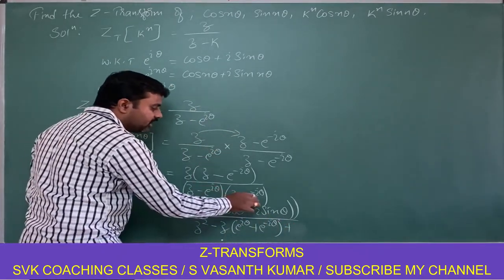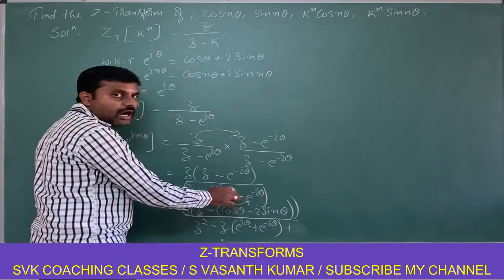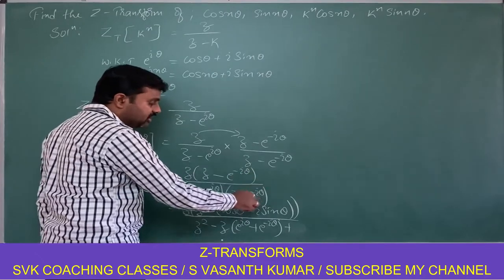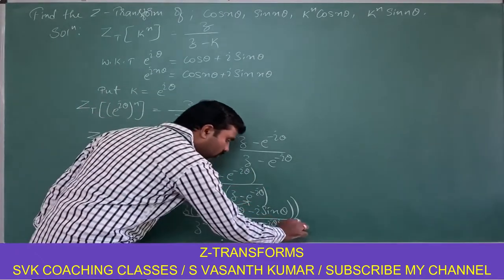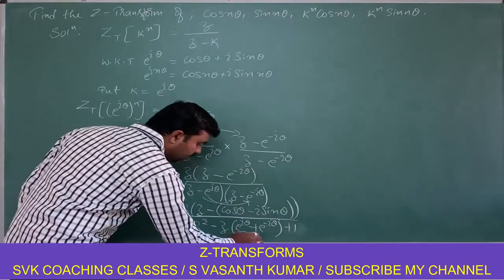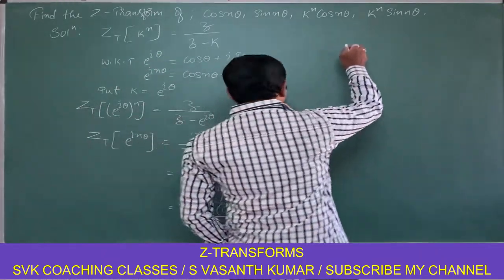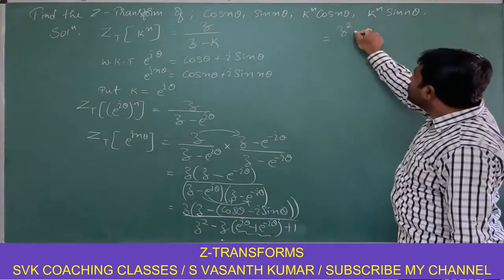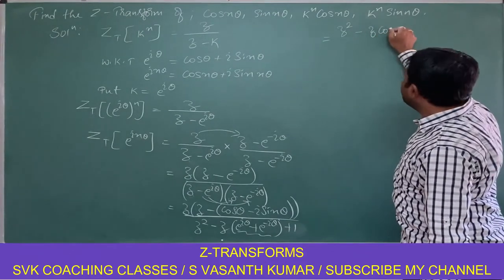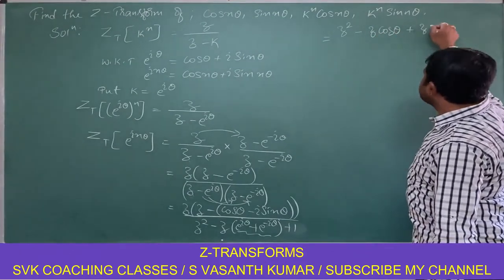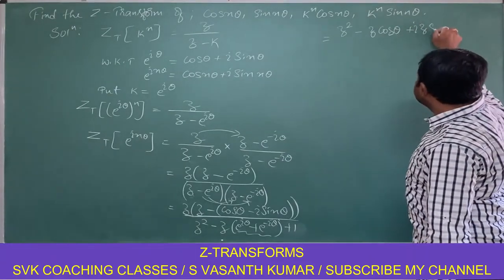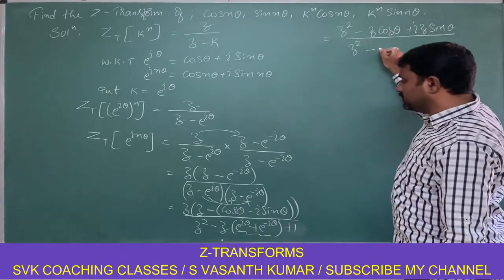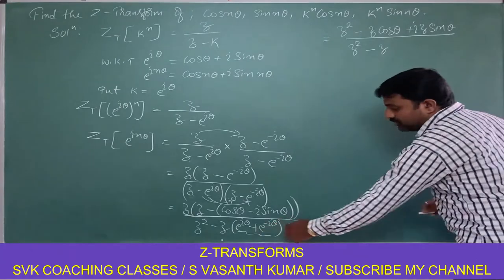Again multiply these two, minus into minus is plus, e power i theta into e power minus i theta. Bases are the same, so add the powers: e power i theta minus i theta. The i theta and minus i theta get cancelled. Therefore, e power 0 is 1. Now simplifying this, what are you going to get? It is z into z square, z square minus z cos theta, minus into minus plus i z sin theta, all divided by z square minus z into the simplification of this.